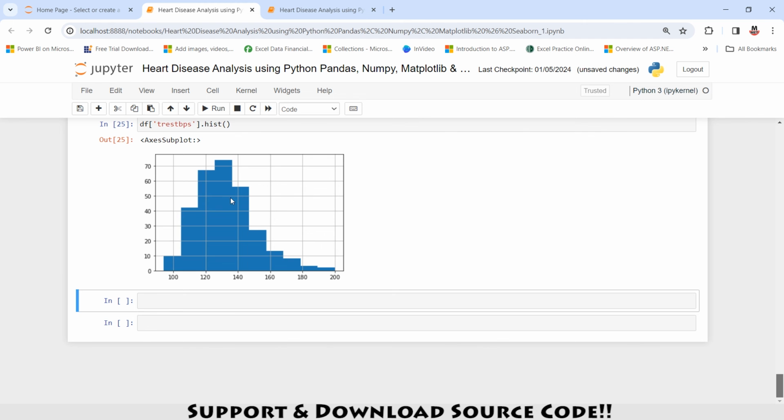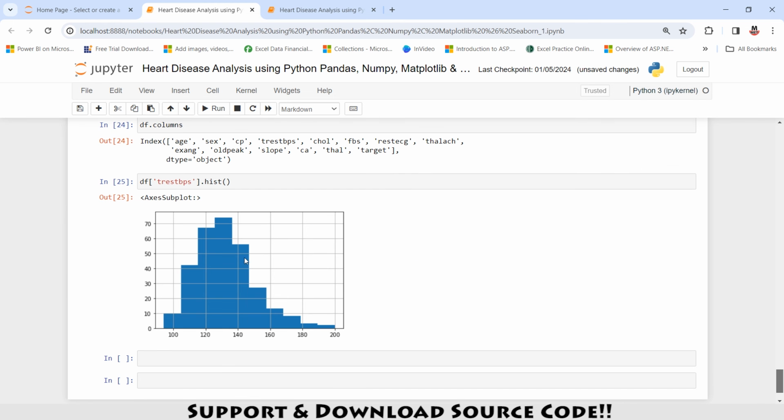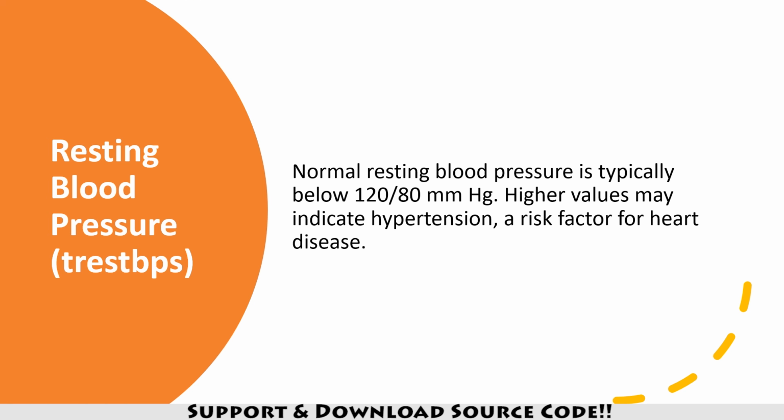So basically this is showing the data distribution, the distribution of resting blood pressure values. The major values are between 120 and 140. As per the discussion, if the values of resting blood pressure are more than 120, if these values are higher than this, they indicate hypertension.